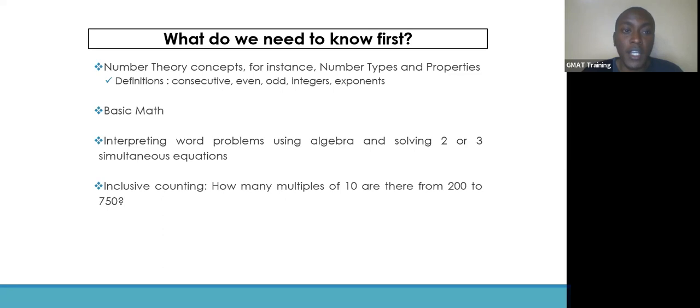The other thing that you need to know before doing sequences is how to interpret word problems using algebra and solving 2 or 3 simultaneous equations. And lastly, inclusive counting. And how do we do that? We can have this example here: how many multiples of 10 are there from 200 to 750?